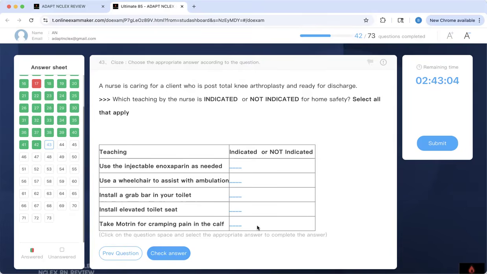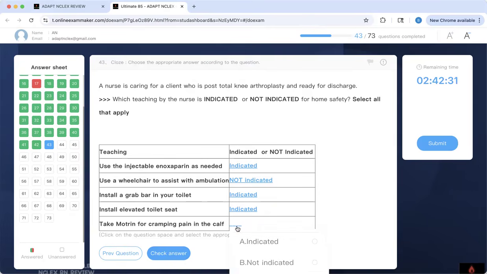Which one is indicated or not indicated? Is this indicated? Of course, yes. They will need to inject enoxaparin to prevent DVT. Use a wheelchair to assist with ambulation? No, you should be walking. You should not use the wheelchair. Use a grab bar in your toilet so that you don't fall. Excellent. Elevated toilet seats, same thing. You don't fall, you don't rotate on your hip. And Motrin for calf pain, it may be DVT. This is not indicated. If you have cramping pain in your calf, let the doctor know. Maybe DVT.